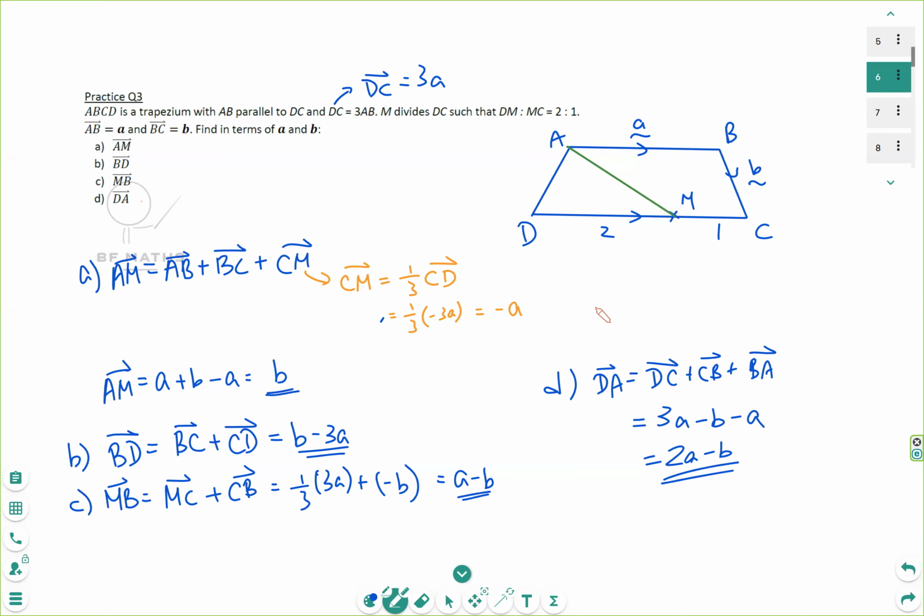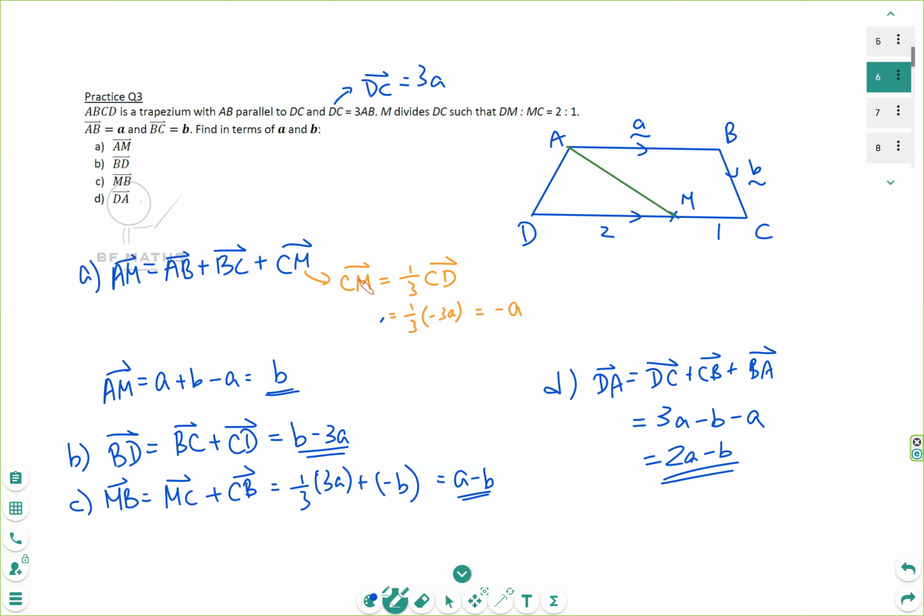So here's the answer. Actually, part A is the hardest part of the whole question. I forgot this was a practice question. Anyway, if you struggle to do A, have a go at B, C, D first, and then come back to this page again. So question A. To find AM, we can do AB plus BC plus CM. However, we don't know what CM is. CM is actually a third of CD.